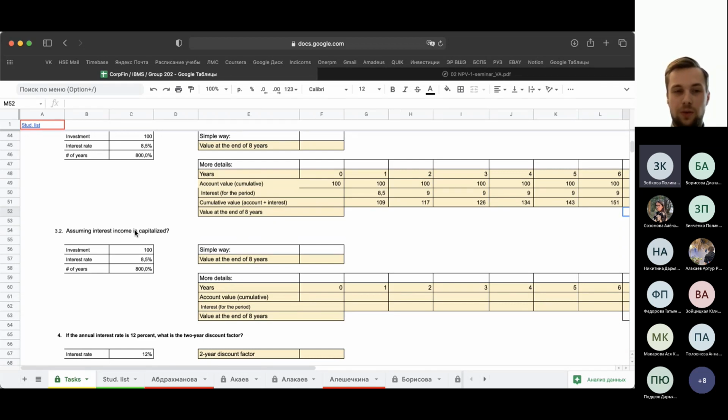Okay, who can show the second part about when interest income is capitalized? So when we store the interest income on the bank account. May I show? Yes, who are you? Sazonova Alena.